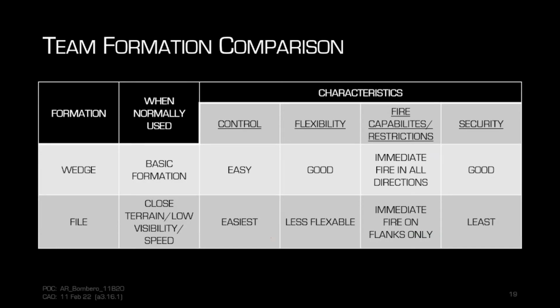This is just to give you a basic understanding of what's going on. And then the file, for close terrain, low visibility, or high speed. Easiest control, like I said, the team leader can just take off and you're following, baby duck following mama duck. It's a little less flexible because you don't have that firepower to the front, but you get immediate fire on the flanks. So it's kind of got the least amount of security between these two formations.